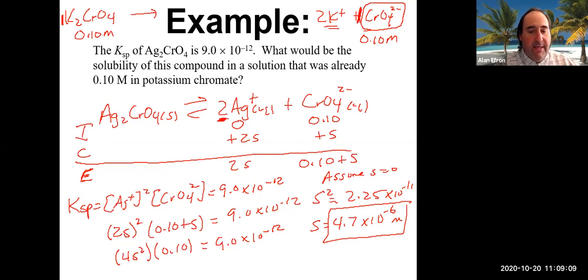Again, it's going to cause that equilibrium, because of this initial concentration, to shift to the left and thus keep it together and lower the solubility of it. Question on that calculation, our common ion effect? Questions on anything we talked about here today? I think we will stop there at this point.